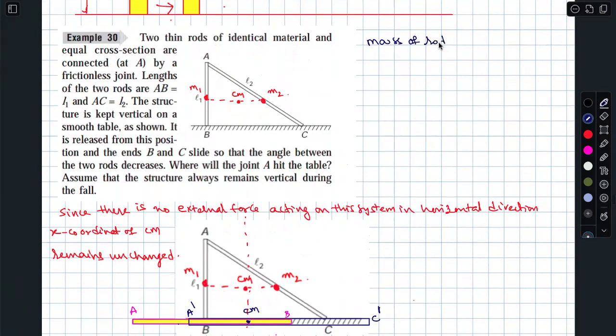Mass of rod AB, we will call this AB, is lambda L1. Similarly, mass of rod AC is lambda L2. Agreed till this point? That is the data. Now AB can be replaced with a point mass which I have shown here. What I need is, in that case, what is BD?